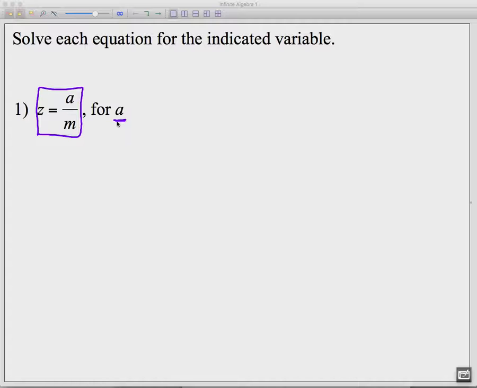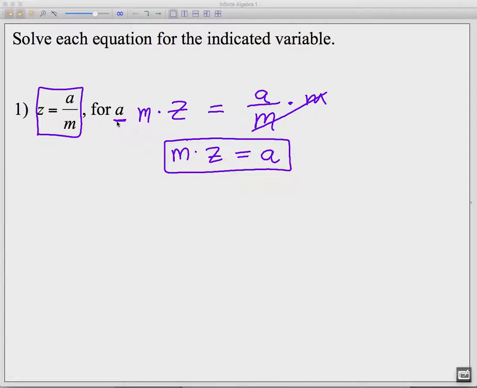So the first thing that I'm going to do is notice that it's A divided by M. So if I want to get rid of that division, I'm going to multiply by M here and M here. The M's cancel. I get A equals M times Z, and that problem is done. I have isolated A. Some teachers may prefer that the A is on the left. I prefer it, but if you wrote the first one, that's fine. So there's my first example of solving a literal equation.